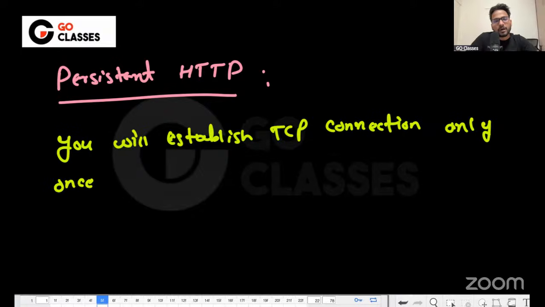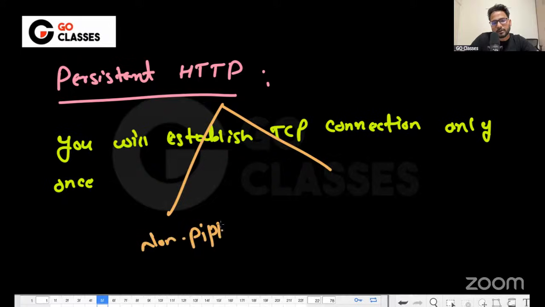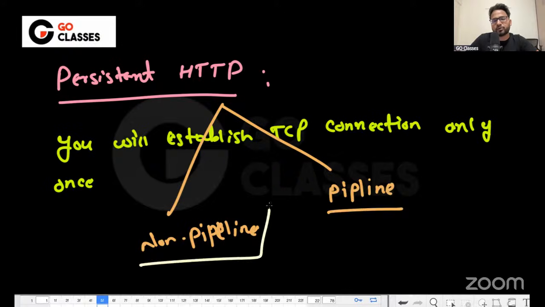Now, this persistent HTTP comes in two flavors. One of them is called pipeline, and another one is called non-pipeline. Generally, if they do not mention anything, then we need to assume it is non-pipeline. Otherwise, they will mention it.